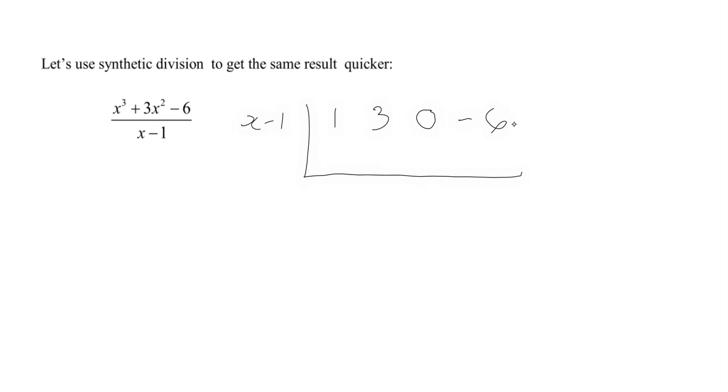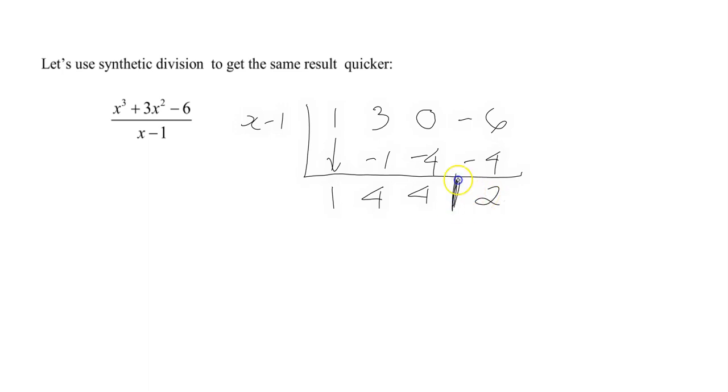All right, here's how synthetic division works. We bring down the 1. Whatever is there, we just bring that down. We take this number, negative 1. Negative 1 times 1 is negative 1. Now we subtract. 3 minus negative 1 is 4. And we just keep repeating that process. Negative 1 times 4 is negative 4. 0 minus negative 4 is 4. Negative 1 times 4 is negative 4. Negative 6 minus negative 4 is positive 2.